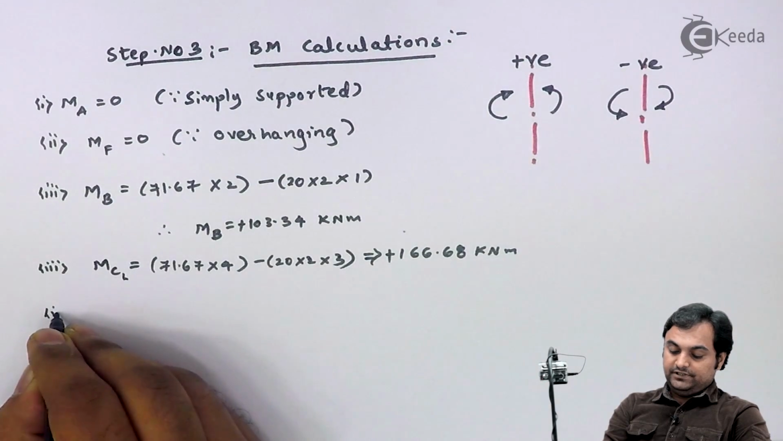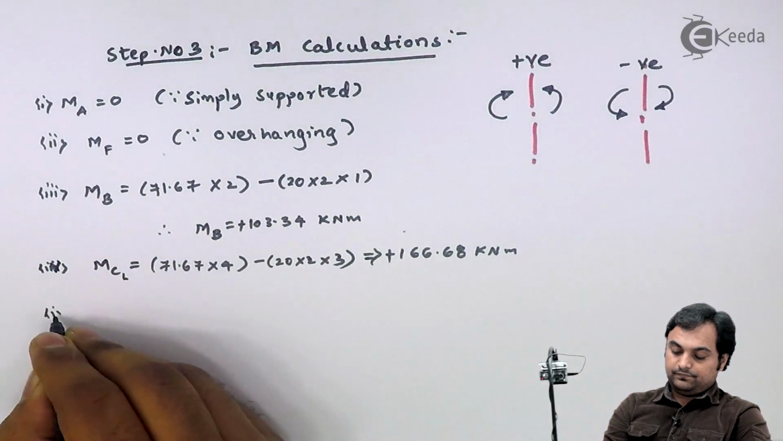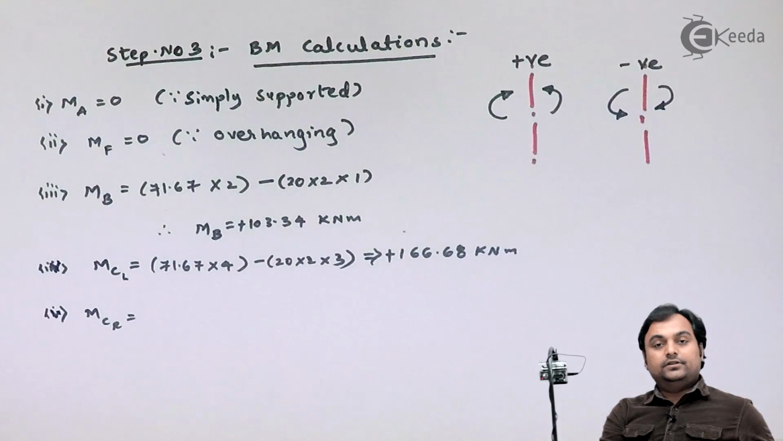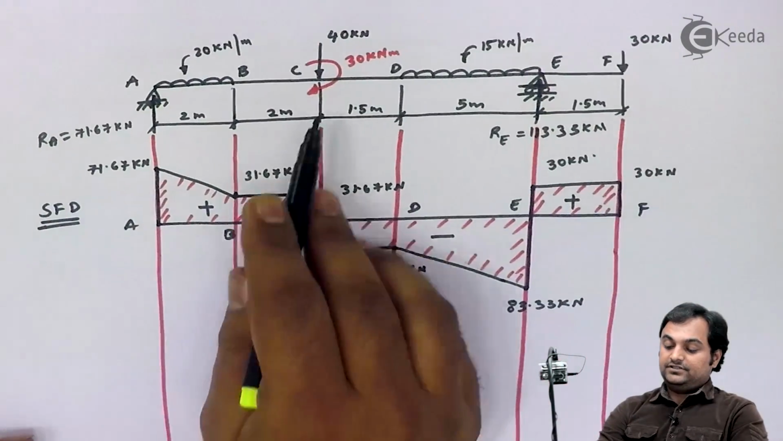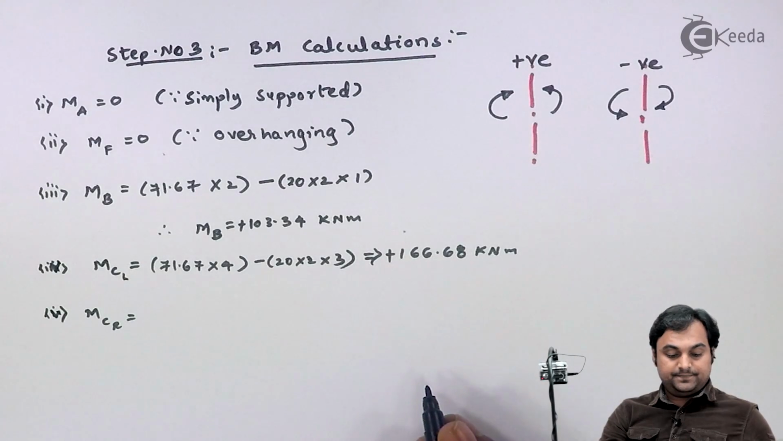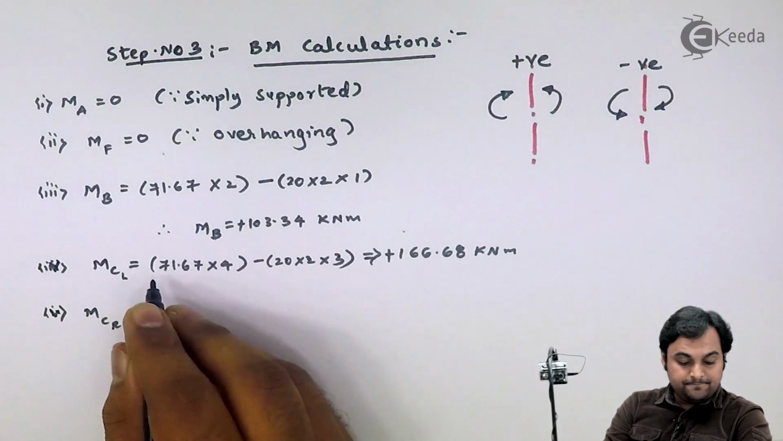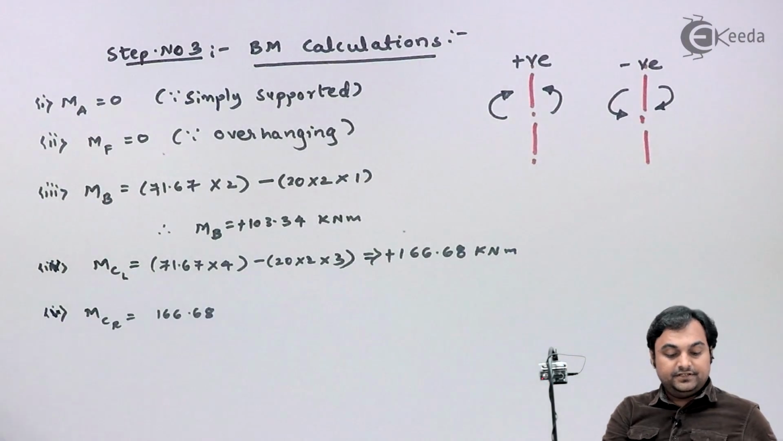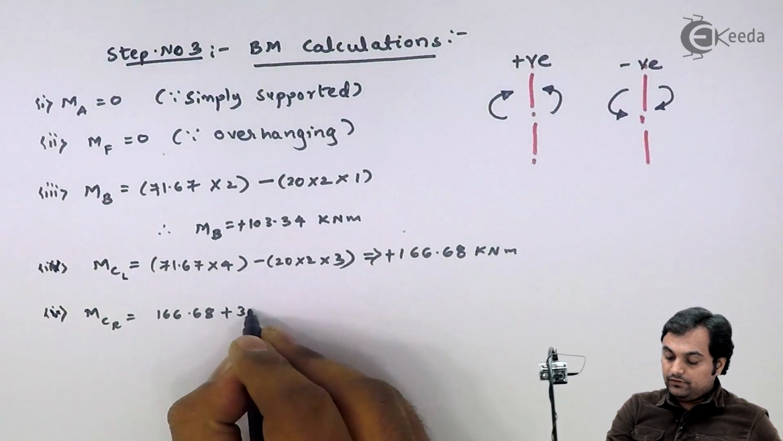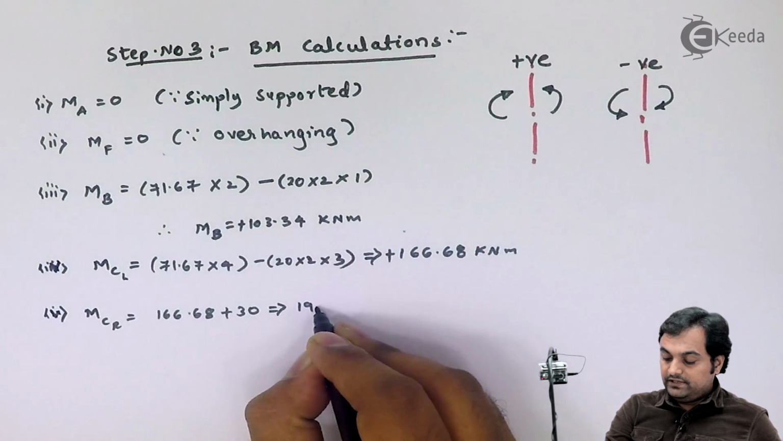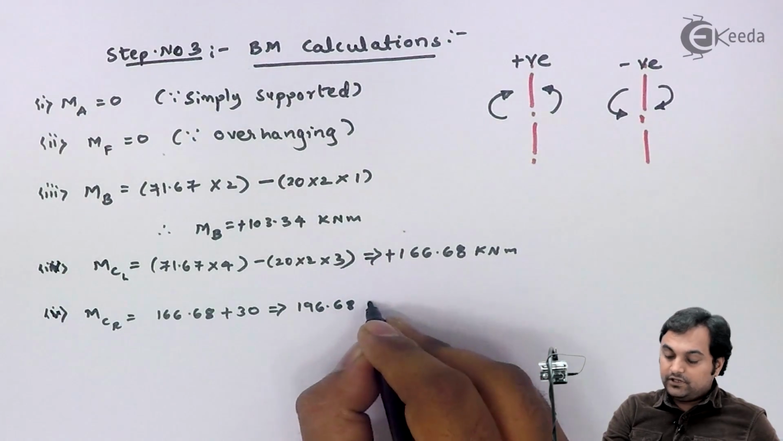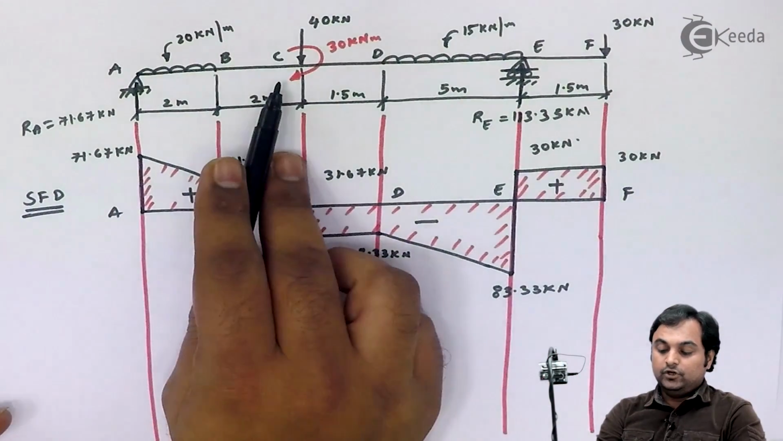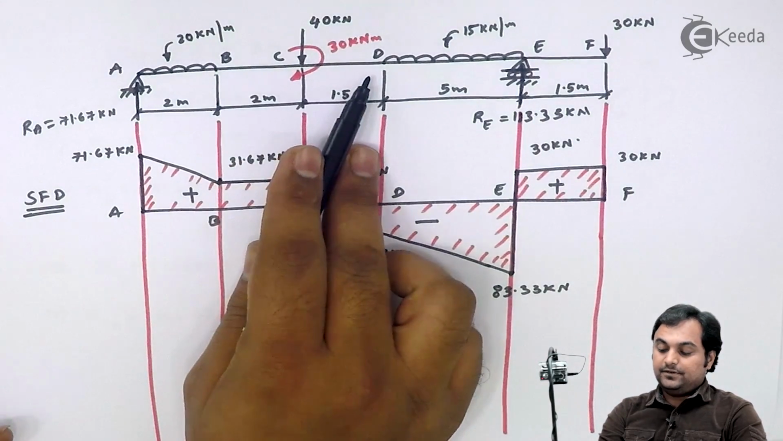Next I will calculate the moment at point C considering the external moment which is acting, that is 30 kilonewton meter. So I will get this as 166.68 plus 30, that comes out to be 196.68 kilonewton meter. So I have got the two values of bending moment at point C. Next, the moment at point D.